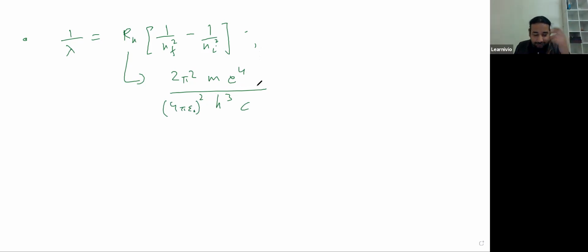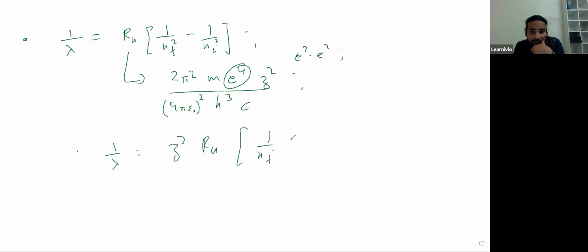Okay, there was an h cross cube here, but 2 pi, I moved it around, so that's why it's figured out. Now, if I want to put a Z here, we'll calculate how many e squares there are. Well, there are 2 e squares here. There's an e square multiplied by e square, right? So there will be a Z square in the numerator here. So 1 by lambda is just Z square RH times 1 by NF squared minus 1 by NI squared. Does this make sense? The earlier one is for Z equal to 1. This is for some general Z.